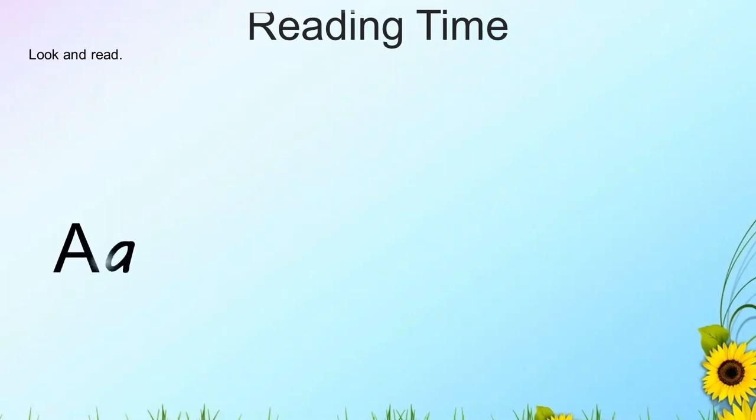Look and read. Wow, what is the name of this letter? Here we have two categories. One is capital and the second is small. Capital A and small a. Both have the same sound. What is the sound of letter A? First you have to tell the name of the letter. Letter A. And the sound is A. Okay, repeat after me. A, A, A, A.